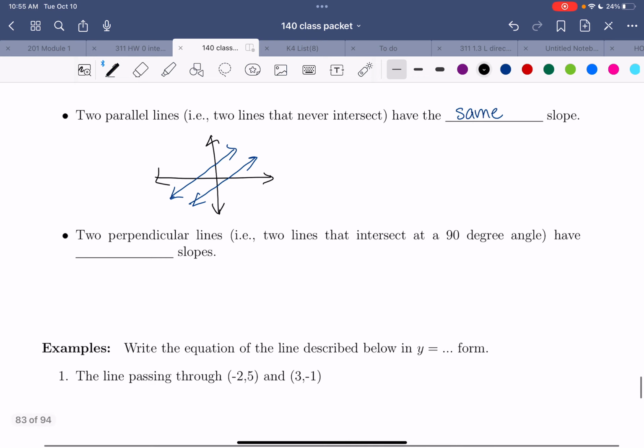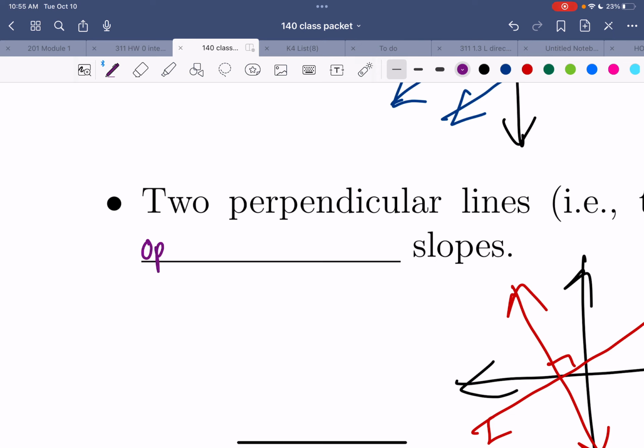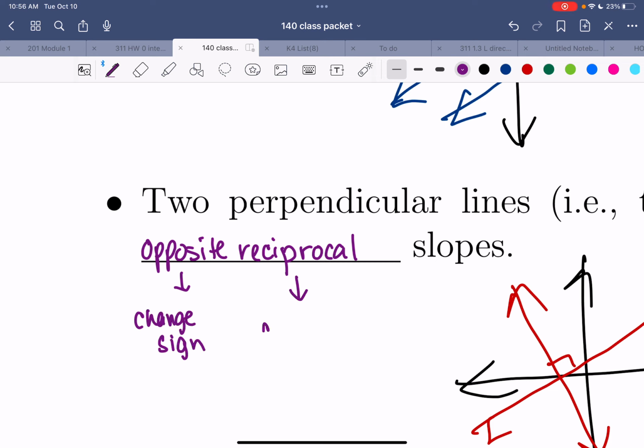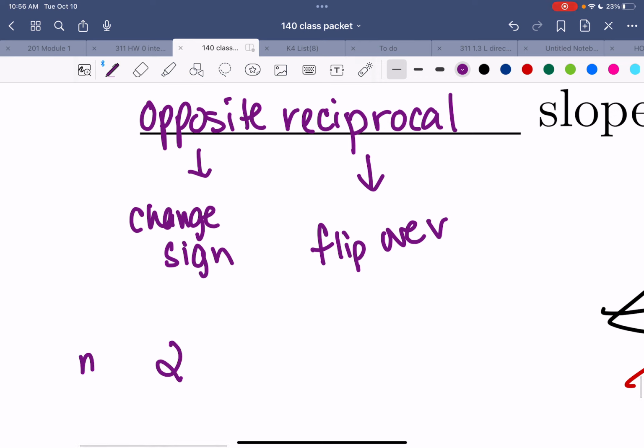Okay, so their slopes are the same. And if you have 2 perpendicular lines, meaning you have 2 lines that meet in a 90-degree angle, okay, those have opposite reciprocal slopes. And that means opposite means change the sign, so opposite signs. And reciprocal means flipped over. All right. So 2 opposite reciprocal slopes would be something like this. If I had m equals 2, then the perpendicular slope, that little symbol, the upside down T means perpendicular, would be opposite. So that one's positive, so I make mine negative and I flip it over. So 2 over 1 will become -1 over 2. Okay, so those 2 would be opposite reciprocal slopes.